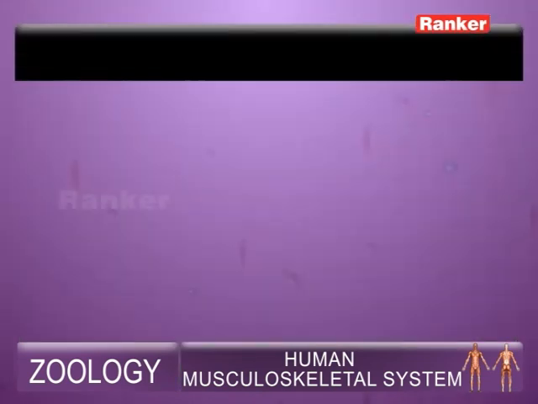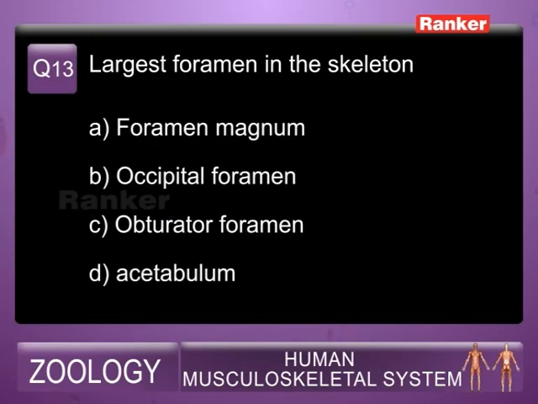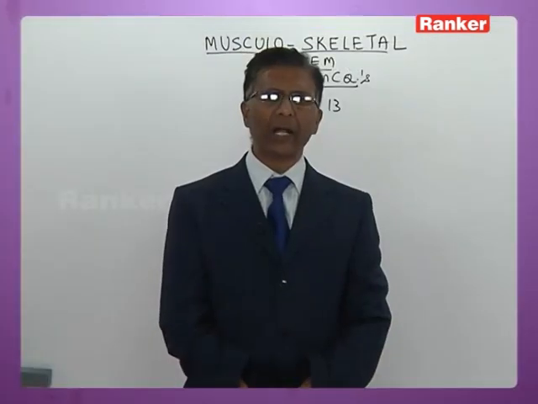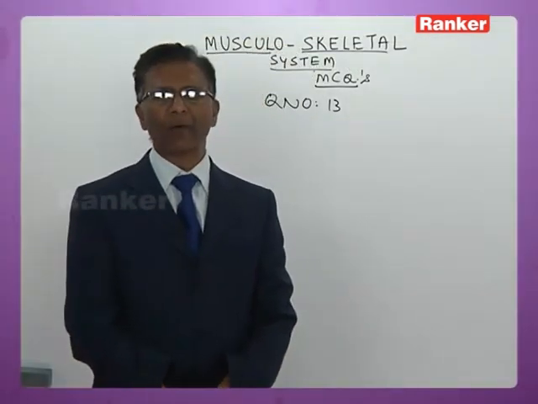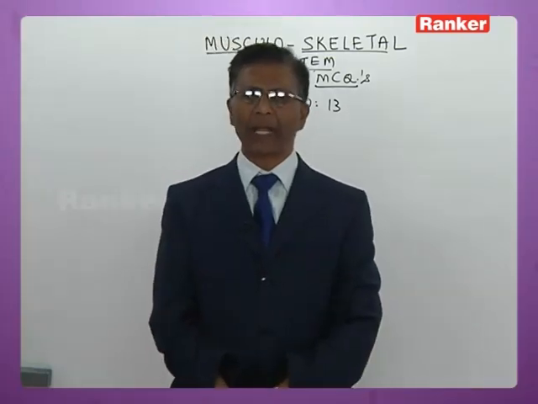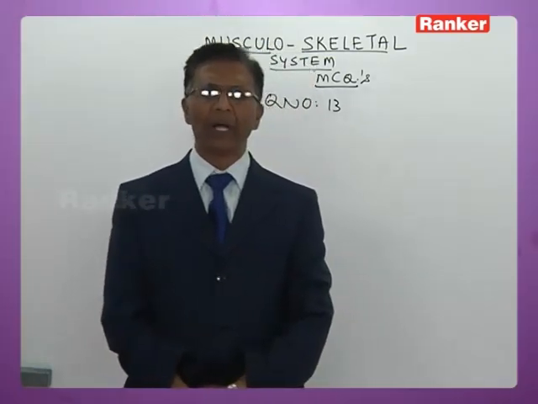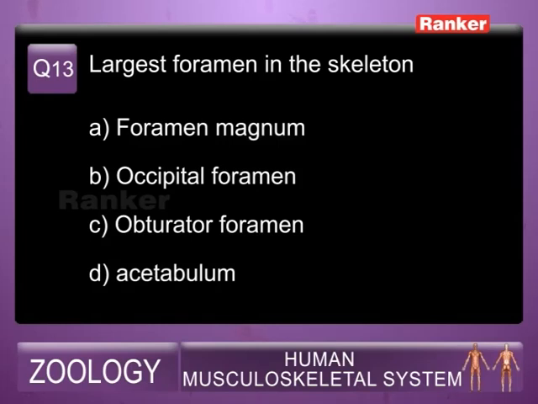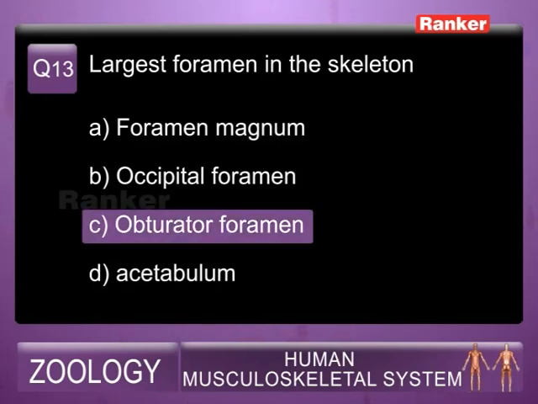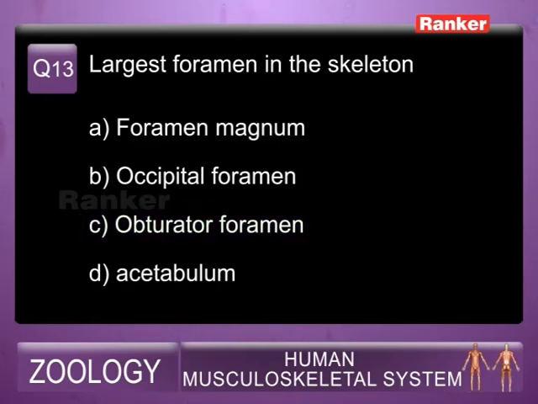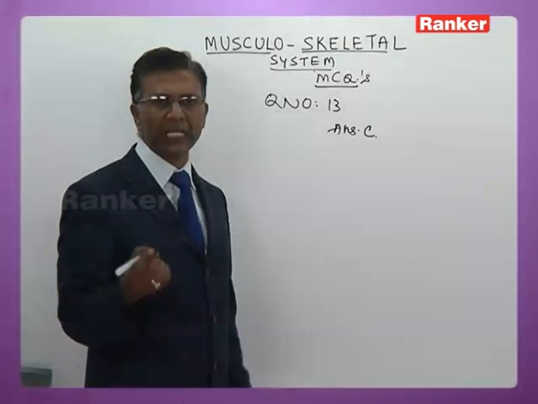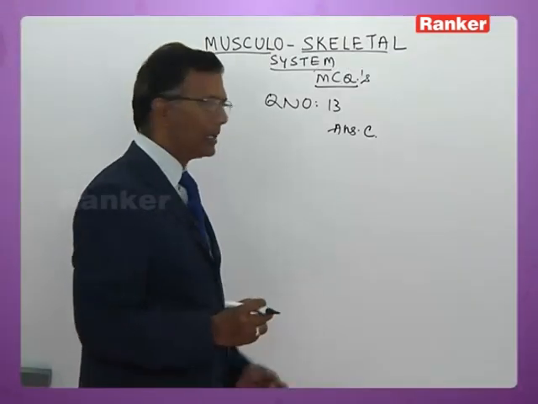Question number 13. The largest foramina in the skeleton, he is asking the foramina in the entire human skeleton here now. A. foramen magnum, B. occipital condyle, C. obturator foramina, D. acetabulum. In the entire endoskeleton, if you take, obturator foramina is the largest foramina, but if you take skull, it is the foramen magnum. So as per this question here now, the answer is C, that is obturator foramina is the correct answer. That lies in the pelvic girdle of human being here.